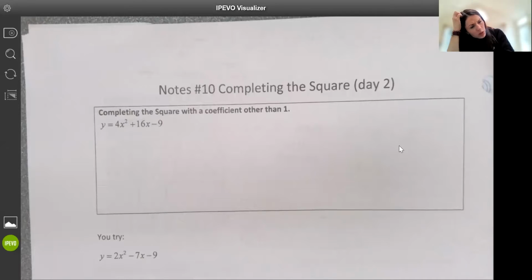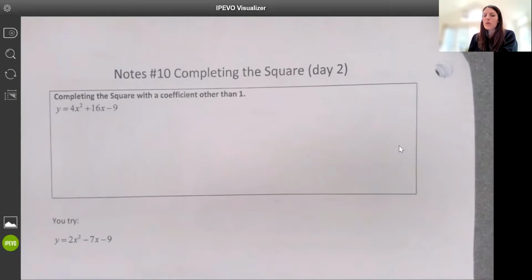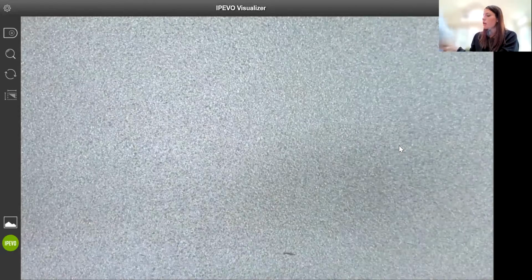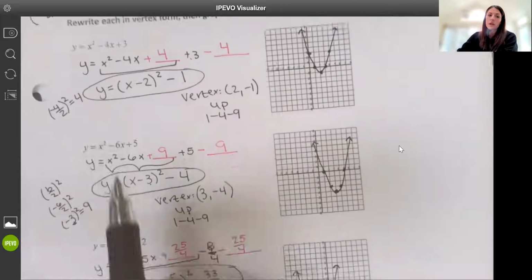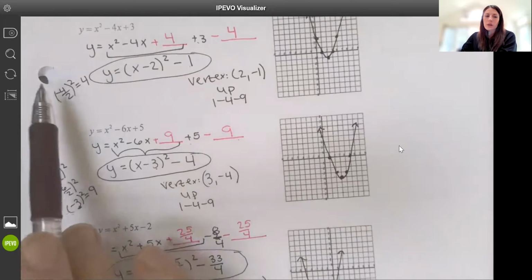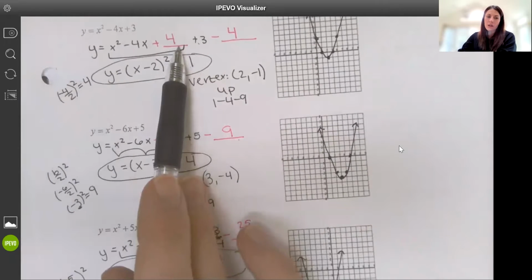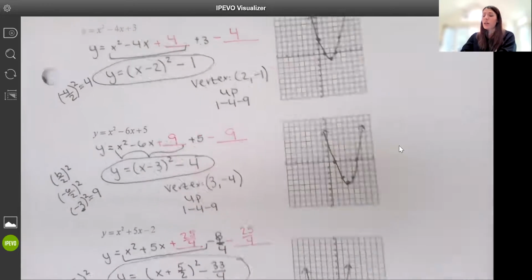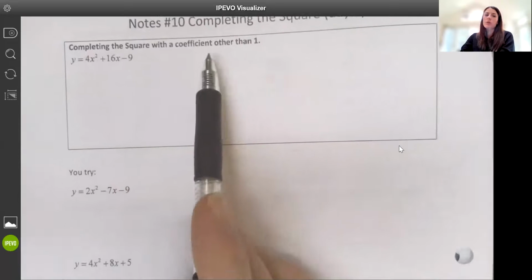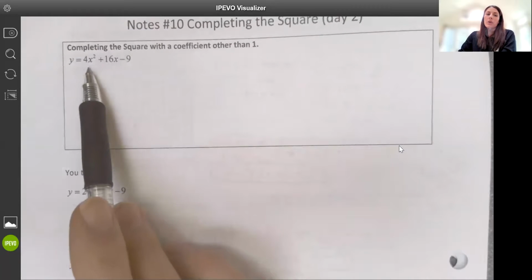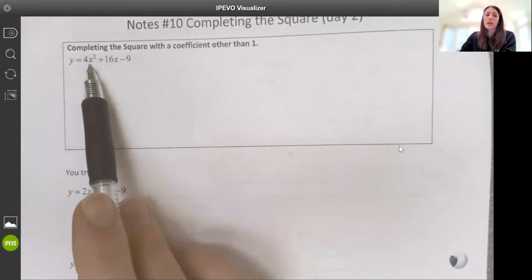Yesterday, or a couple days ago, we talked about completing the square to write our equation in vertex form. So we're still going to work on completing the square, but what you may have noticed in our first set of notes is that it was always just 1x squared. And there was a reason for that. This b over 2 squared to get our c value to complete the square only works if a is 1. So how could we complete the square if we have a quadratic where our a value, our leading coefficient, is not 1?